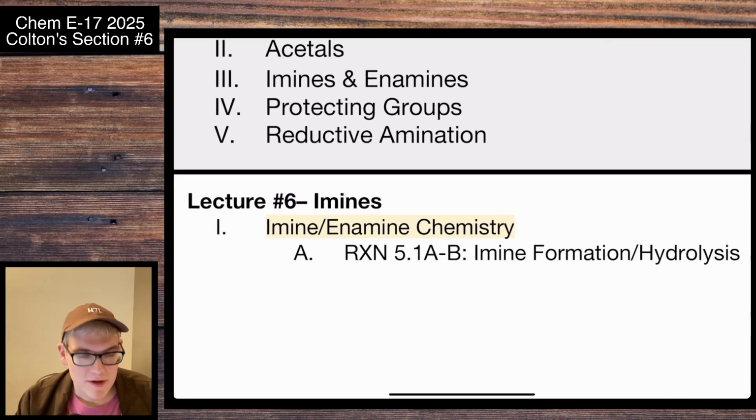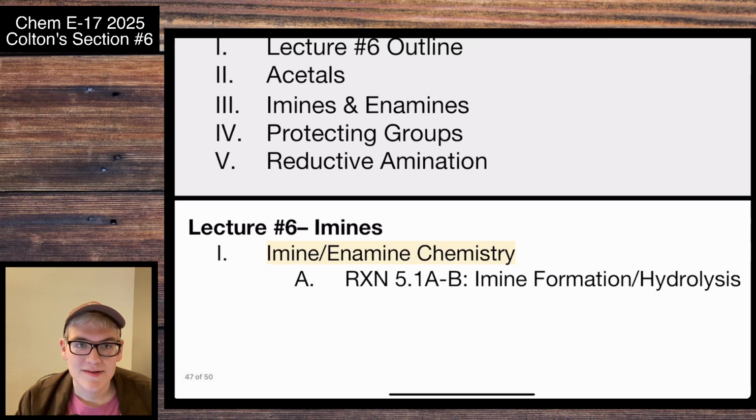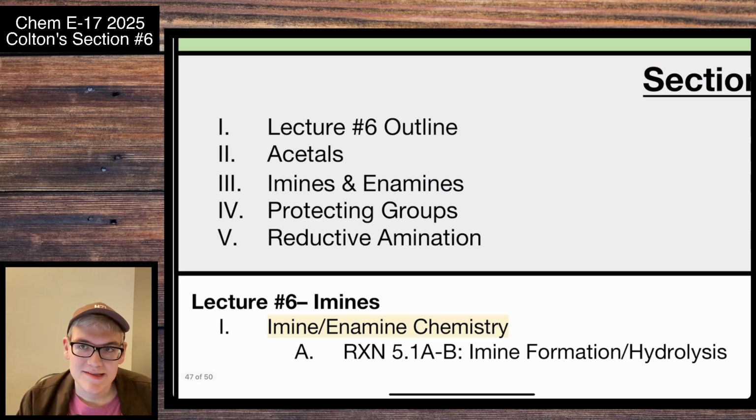But the general game plan: we're going to start off talking about acetals. Then we're going to go into amines and enamines. And then we'll spend a little bit of time on protecting groups and reductive amination as final topics. But that's the game plan. Any logistical questions before we jump into things, or anything people are especially confused on or want to talk about?